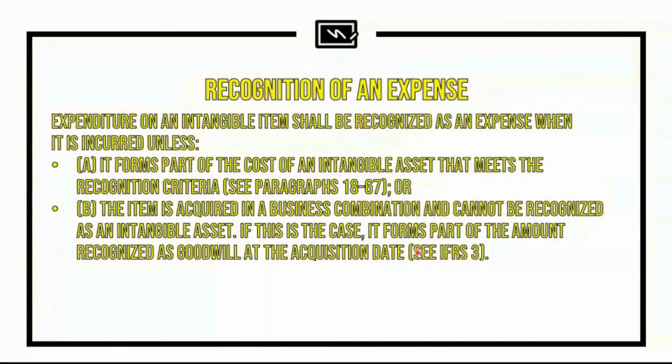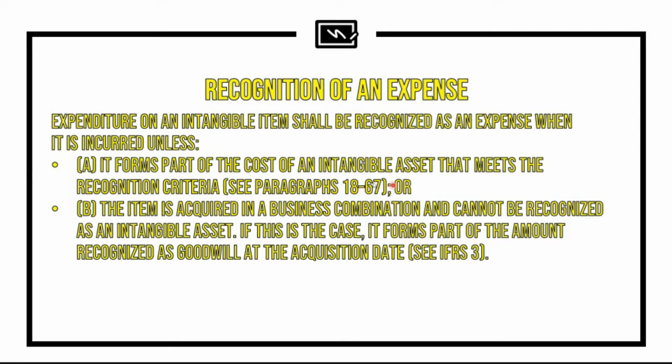Okay? So once we are able to establish those things, we are able to capitalize all the costs. We are now able to use the asset. The next question there is, when will we recognize items as an expense? Okay? So it says here, expenditure on an intangible item shall be recognized as an expense when it is incurred, unless letter A, it forms part of the cost of the intangible asset that meets the recognition criteria. You can look into paragraphs 18 to 67.